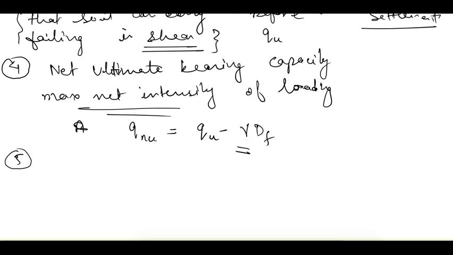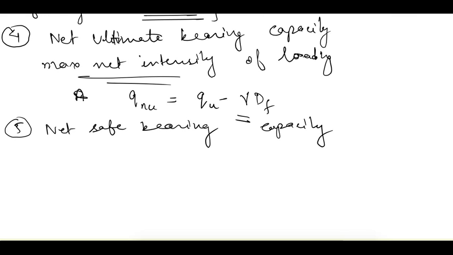Now our next definition is net safe bearing capacity. The net safe bearing capacity would be the net ultimate bearing capacity divided by some factor of safety, because we will not provide our structure with the full net ultimate bearing capacity. We always take some factor of safety. So dividing our net ultimate bearing capacity by the factor of safety gives us the net safe bearing capacity, that is Qns.